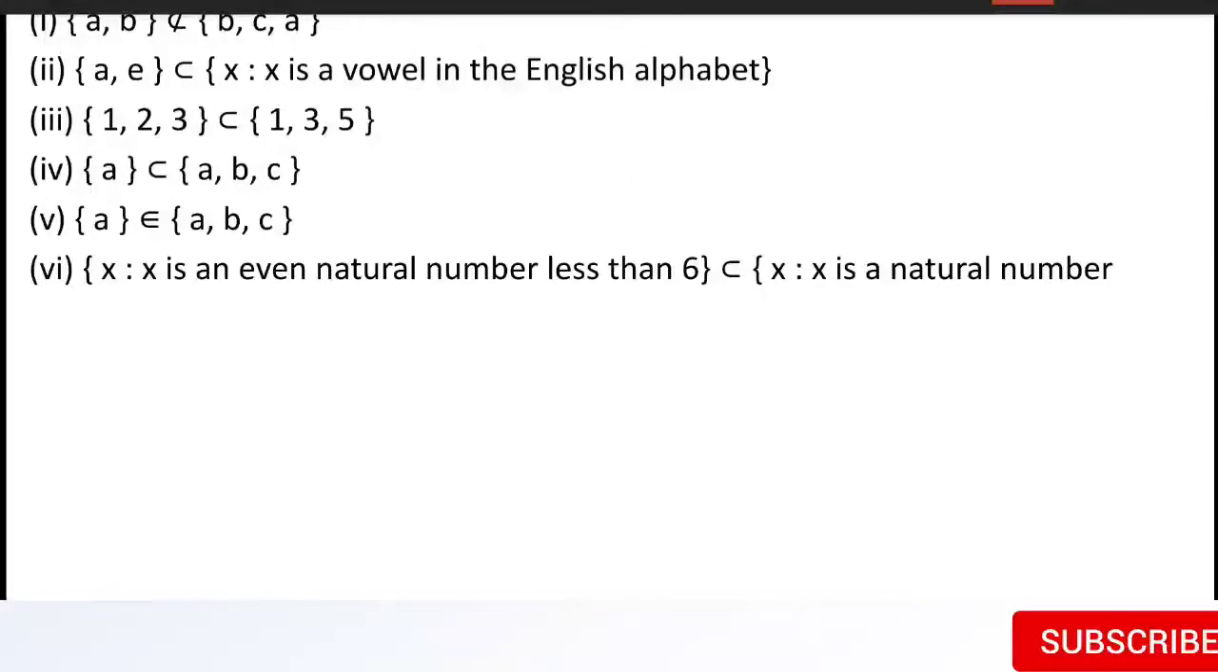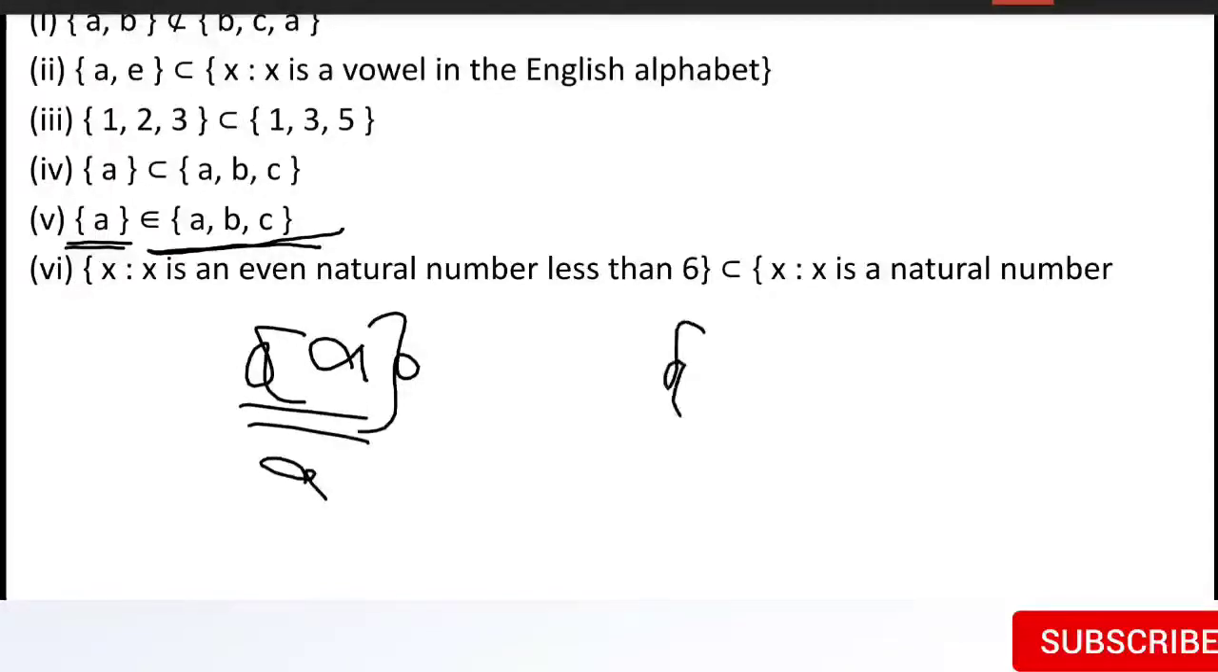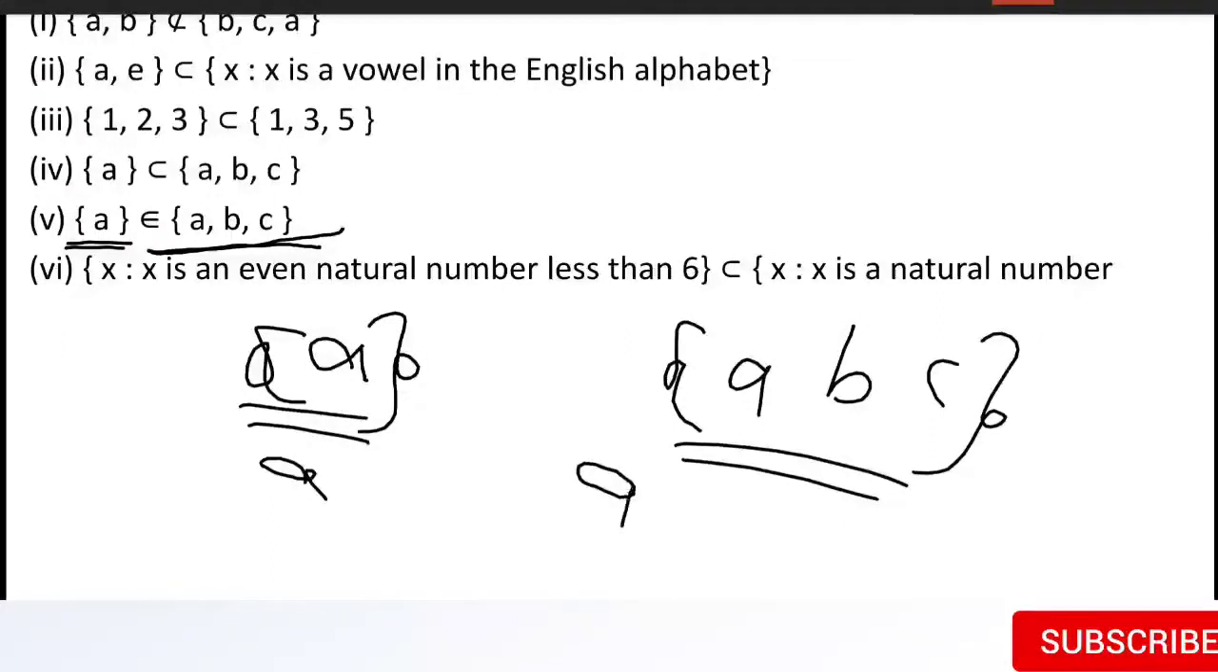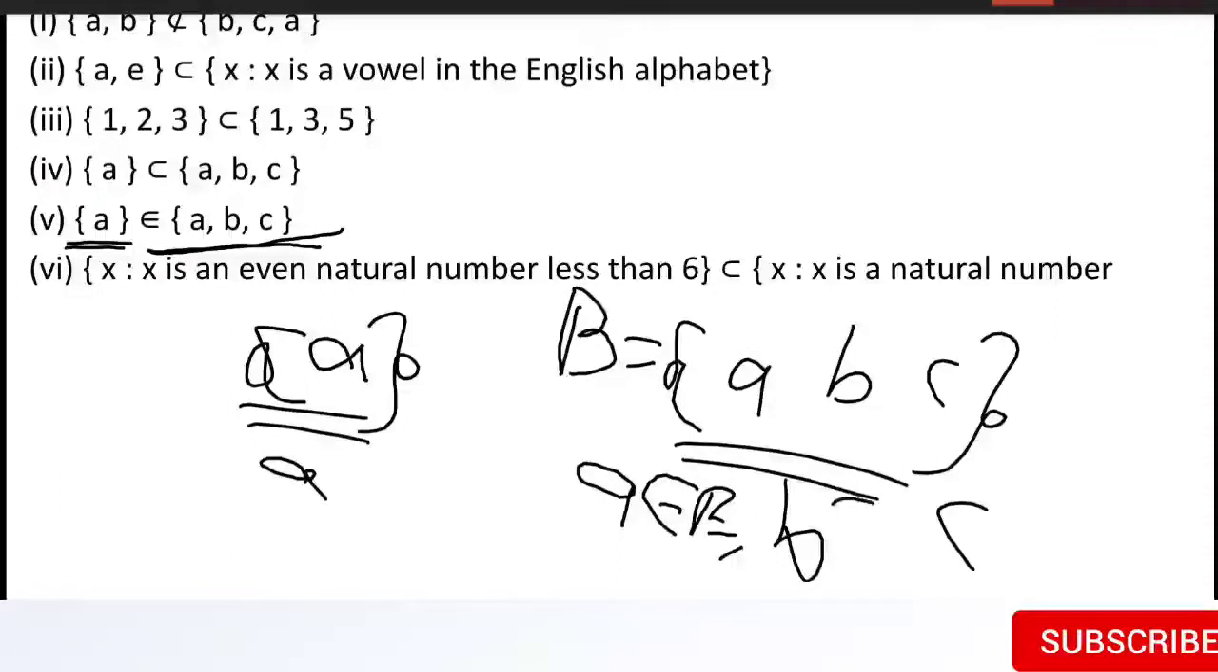Now in the fifth example, set A is belonging to the set of A, B, C. Here set A means this set contains element A, and here set A, B, C contains elements A, B, C. So these are the elements belonging to this set. We can say A is belonging to set B, B is belonging to set B, and C is belonging to set B. So these are the elements belonging to this set.